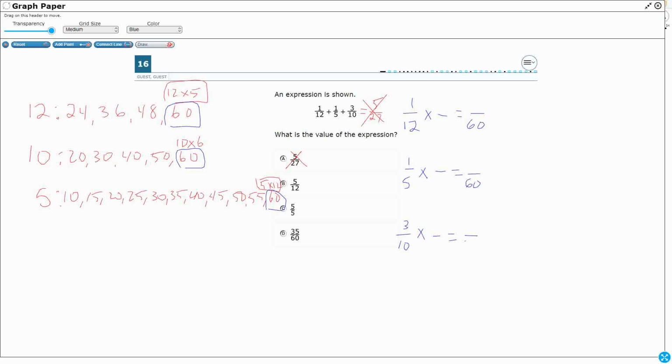So let's make it look like this. When we multiply, we can multiply straight across. That's the strange thing about fractions. When you multiply, you can multiply straight across. When you add, you can't. You have to find a common denominator.